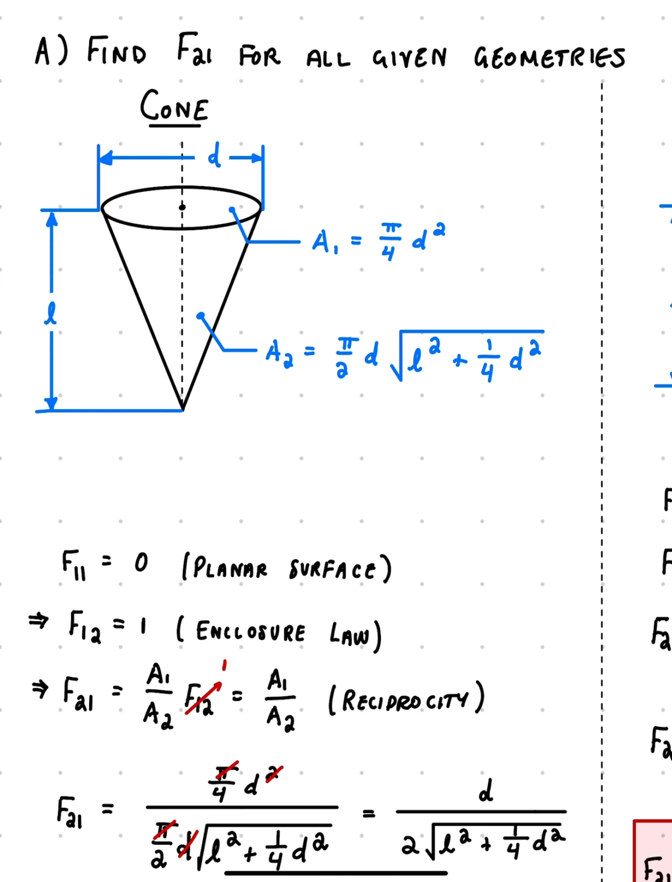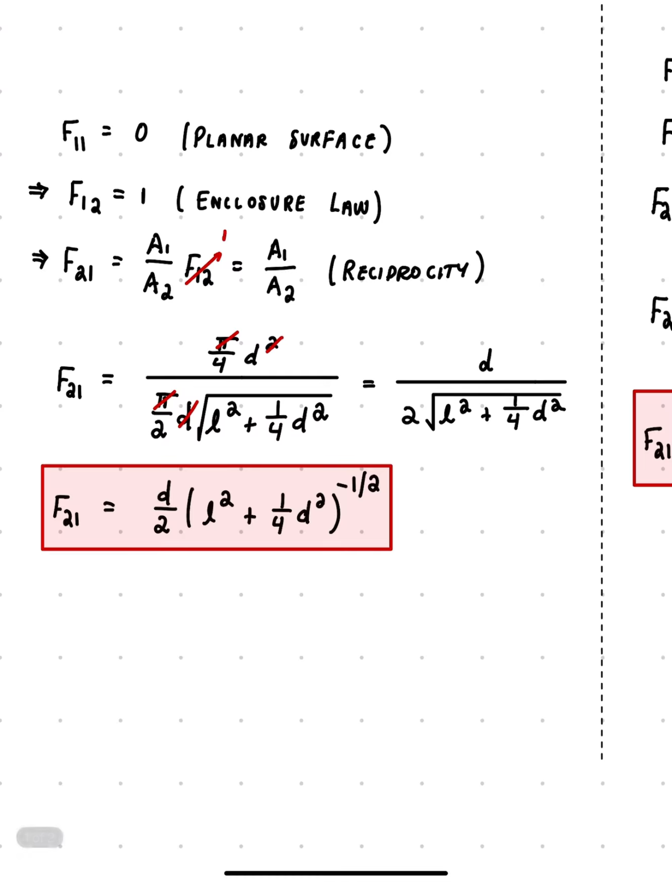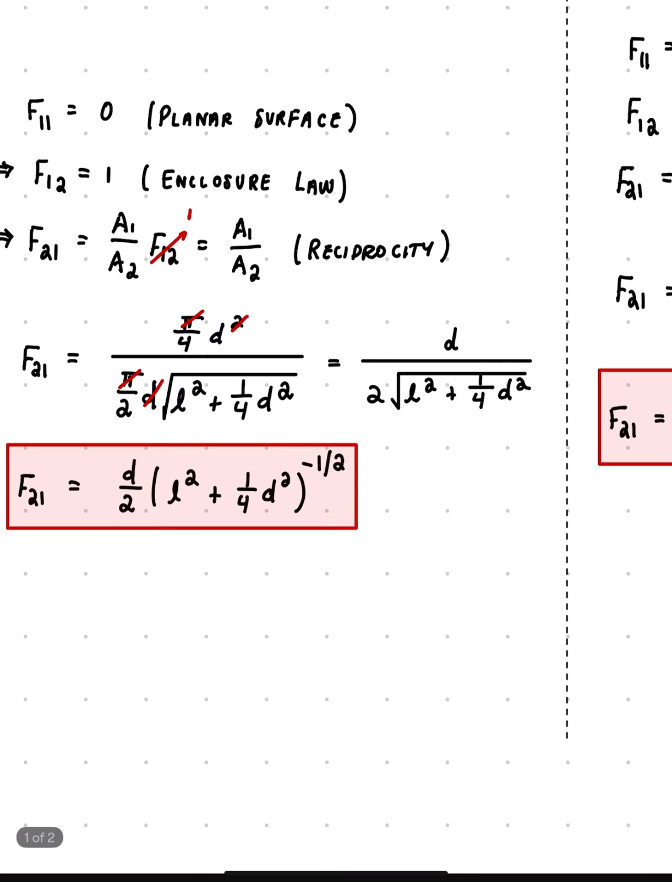And the areas for this cone are going to be A1, which is this top surface, equal to pi over 4 d squared, just the area of a circle. And A2 is the surface area of the outside of this cone, excluding the base. In terms of d and L, which was stated in this problem, the area is going to be pi over 2 d times the square root of L squared plus 1/4 d squared. Plugging that into our relationship, we find that the pi and 1 d cancel, and we get a final view factor of d over 2 times L squared plus 1/4 d squared to the 1/2.